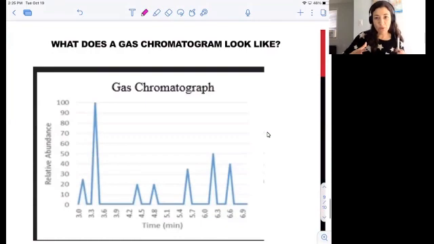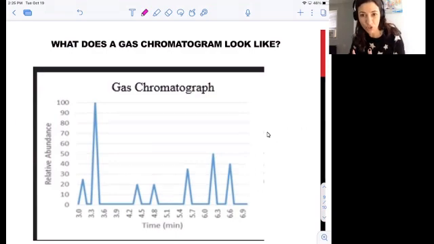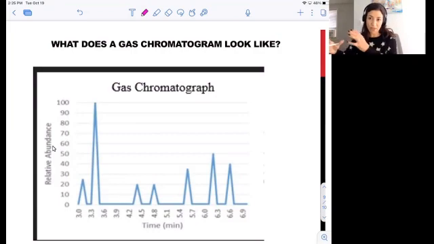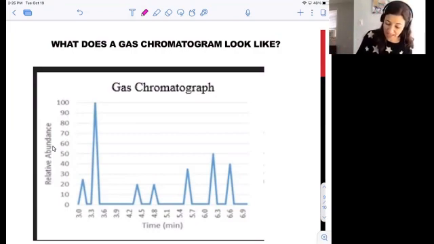So let's take a look at what the data from both the gas chromatography and the mass spectrometry portion of the experiment should look like. First, let's take a look at a gas chromatogram. You'll find on the y-axis that we're looking at relative abundance. This is basically a count, how many molecules came out at each time point.